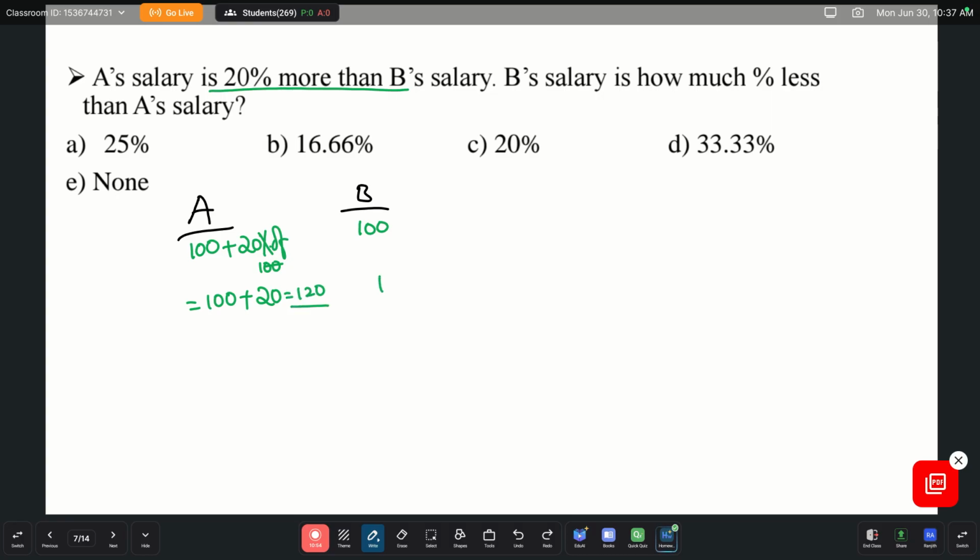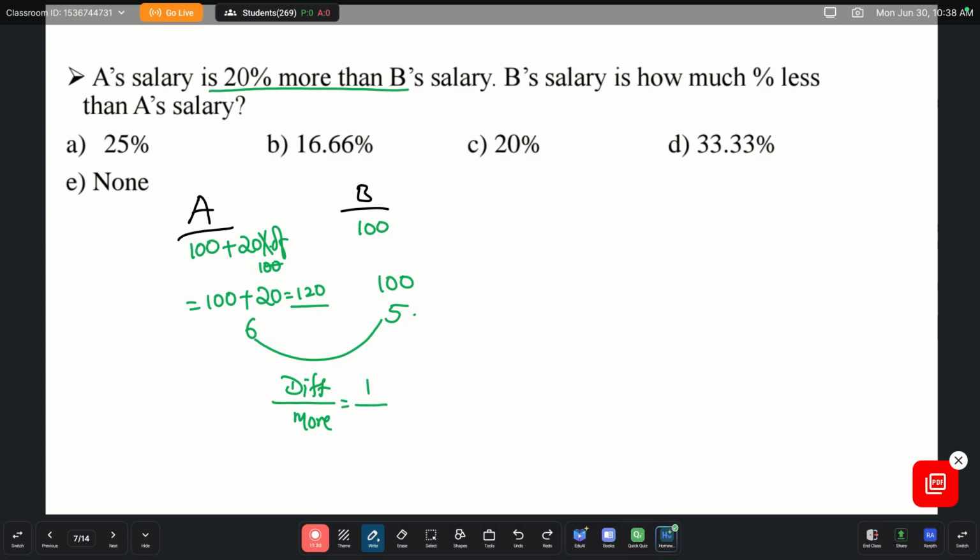So A equal to 120, B equal to 100. Then the ratio equal to 6 is to 5, where A equal to 6, B equal to 5. B's salary is how much percentage less than A? It's nothing but again we need to take the difference. A is getting 6, B is getting 5. So obviously B's value is less when compared to A. The difference will be equal to 1.